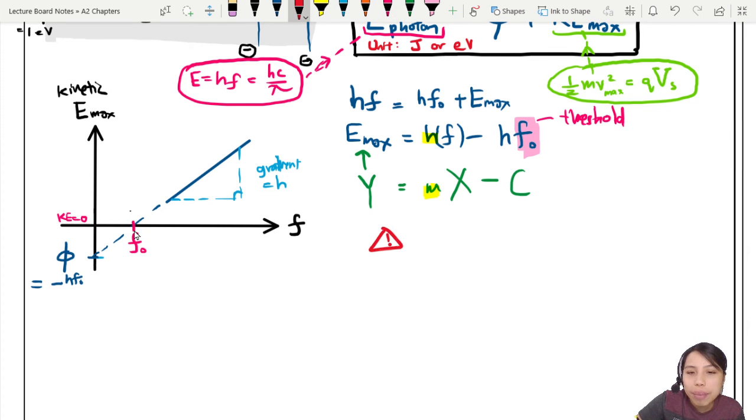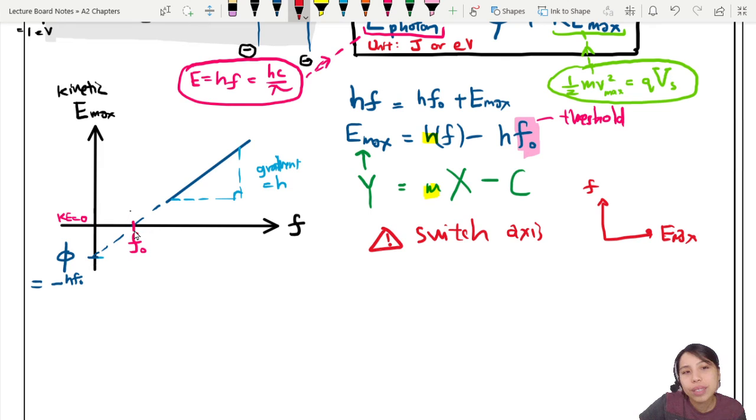So this is one way they can ask you things to note. Warning. Past years, they can switch the axis, so you be very careful. For example, they can tell you, hey, actually, I want to plot frequency here and Emax here. You must know how to rearrange your equation. Sometimes your Emax is in joules. Sometimes it can be in eV.